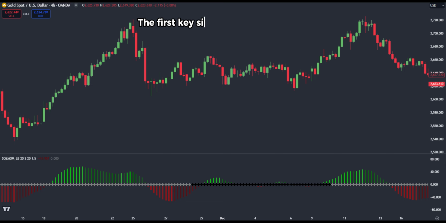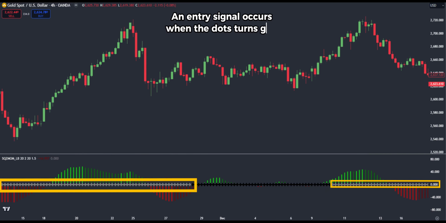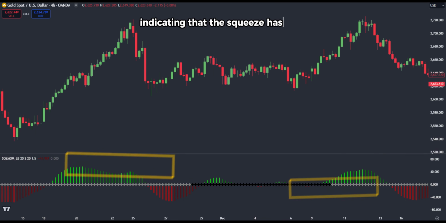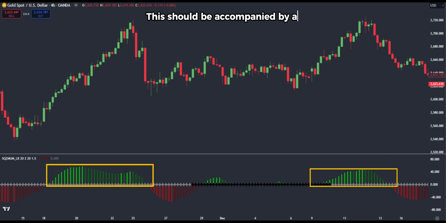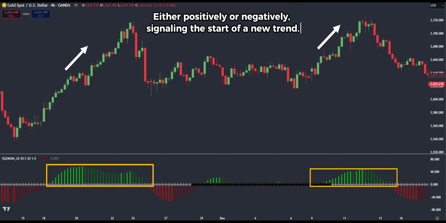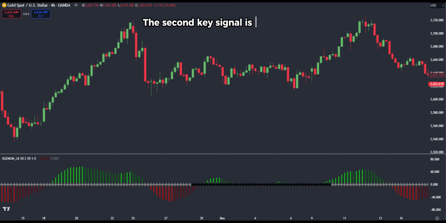The first key signal is the entry signal. An entry signal occurs when the dots turn gray, indicating that the squeeze has fired. This should be accompanied by a strong movement in the histogram, either positively or negatively, signaling the start of a new trend. The second key signal is the exit signal.